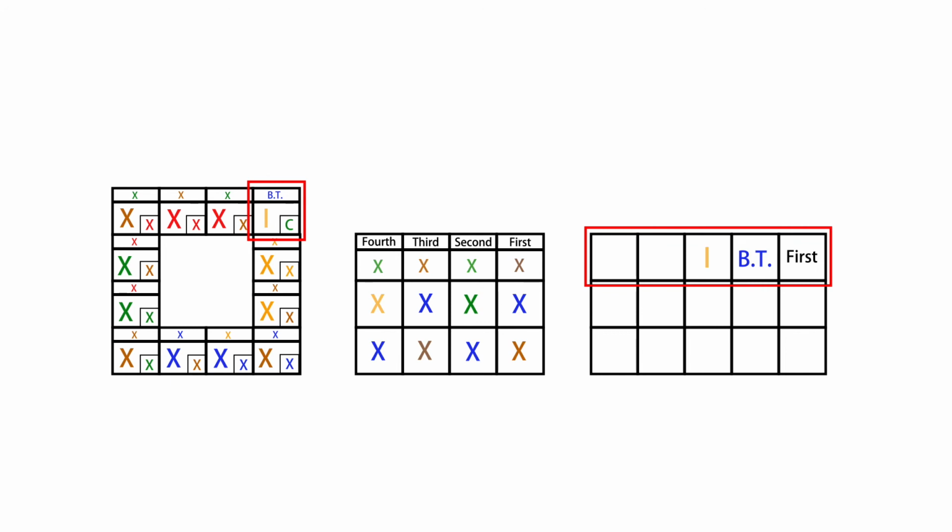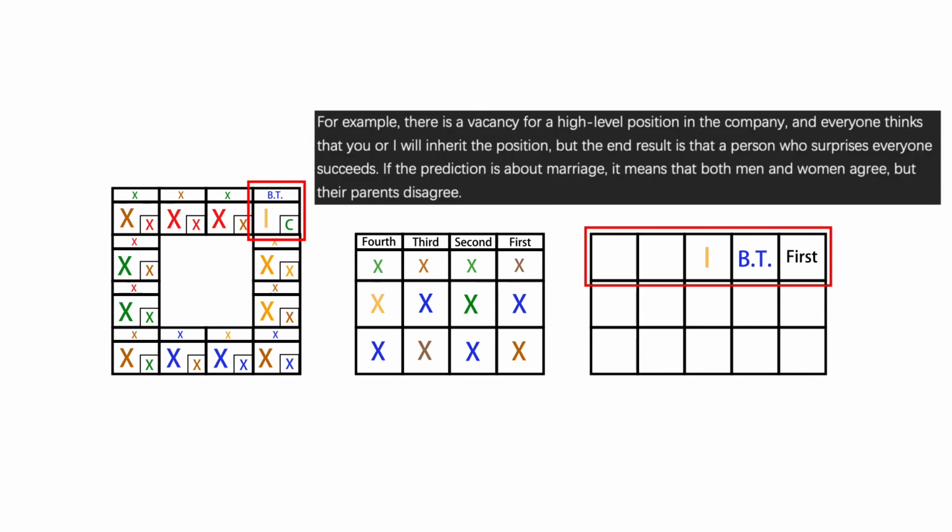If the first transmission is not based on the restriction relationship between the four lessons, but based on the heaven plate or the earth plate, etc., it means that the incident happened unexpectedly. For example, there is a vacancy for a high-level position in the company, and everyone thinks that you or I will inherit the position, but the end result is that a person who surprises everyone succeeds. If the prediction is about marriage, it means that both men and women agree, but their parents disagree.